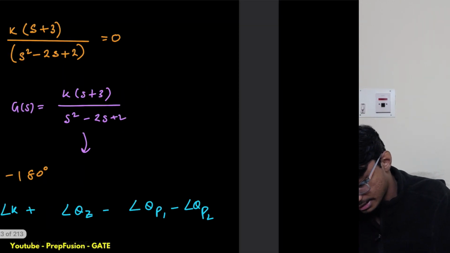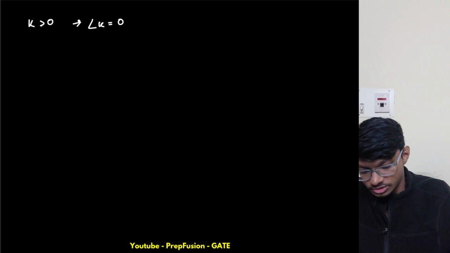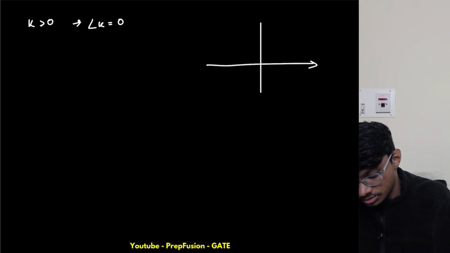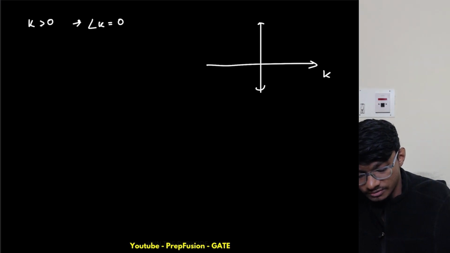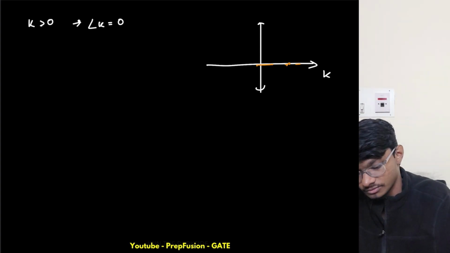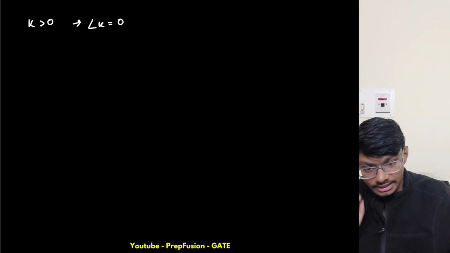Now as k is positive, k is greater than 0, hence angle of k equals 0, right? I will explain with the graph also. Let's say this is k, the value of k, and this is the positive x-axis. If my k is lying around here with respect to the x-axis, what is the angle? 0, right? That's why. So I hope you got the intuition why it is 0. So yeah, that is that.